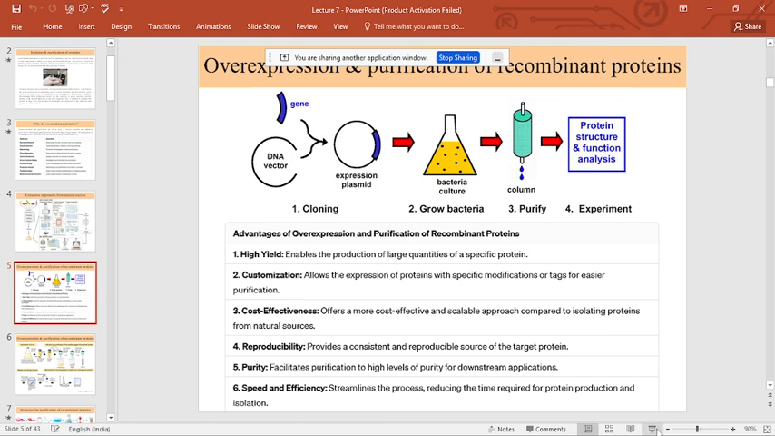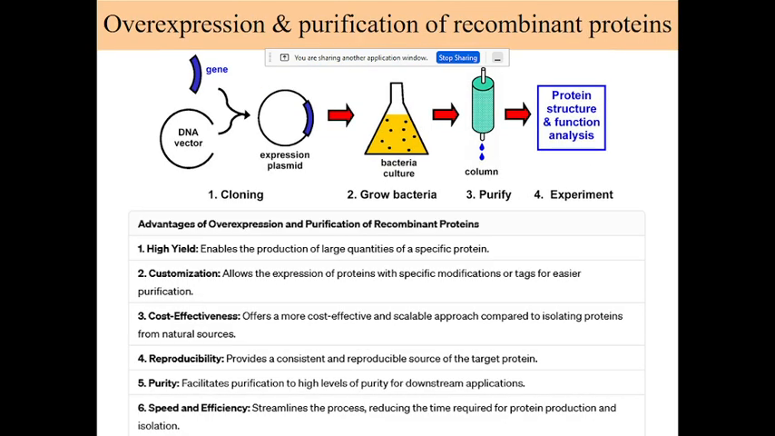So see here, what are the advantages of overexpression and purification of recombinant proteins? This entire method gives you a very high yield of the desired protein. Next thing is customization. This allows expression of the protein with specific modification that I was telling you. Genetic engineering, protein engineering, right? So you can make modifications at the nucleotide level, and then you can have different tags. These are different affinity tags. There can be GST tag, there can be his tag, there can be flag tag, right?